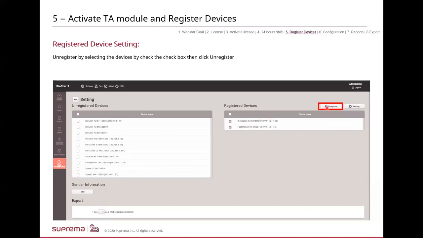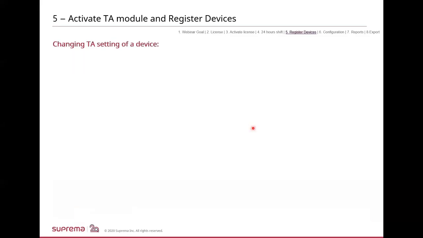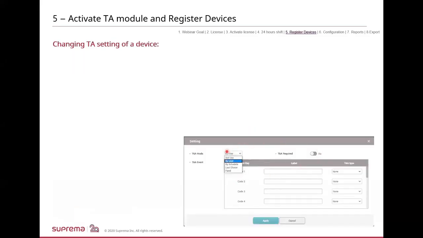So back to setting, you need to change the device setting regarding the time attendance. You have two options. Option one is to check the boxes for a couple of or all the devices and hit the setting button, where it is going to be applied to all the devices, or you just click on the name of the device, and then once you click on it, it is going to show you this page. This is the page where you need to configure the time attendance on the device.